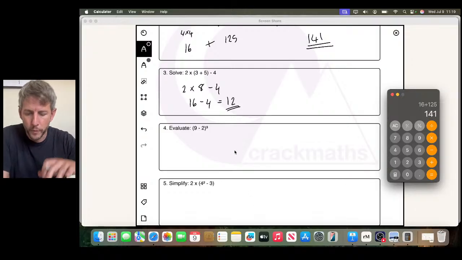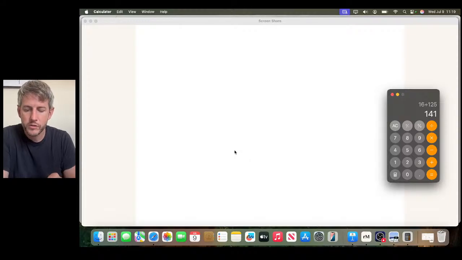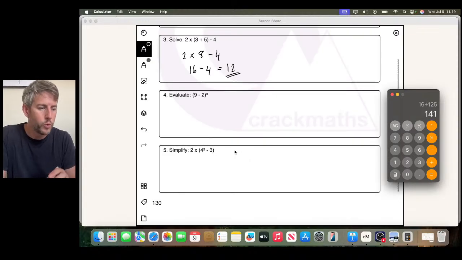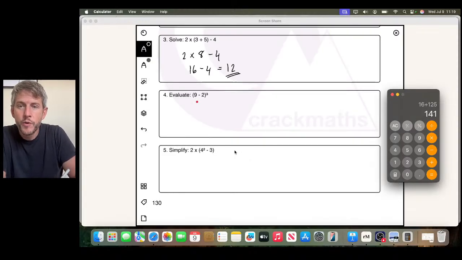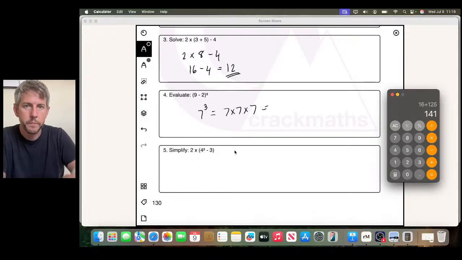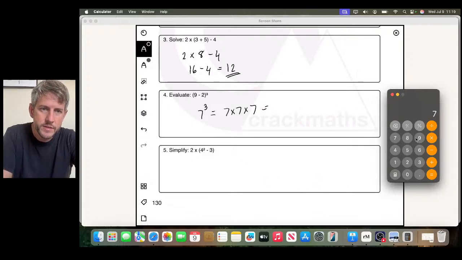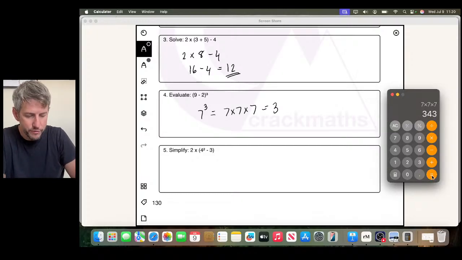Right, question 4. Evaluate 9 minus 2 all to the power of 3. So 9 minus 2 is 7. So this is 7 to the power of 3. To the power of 3 means 7 times 7 times 7. Let's do this here. 7 times 7 times 7, and that equals 343.